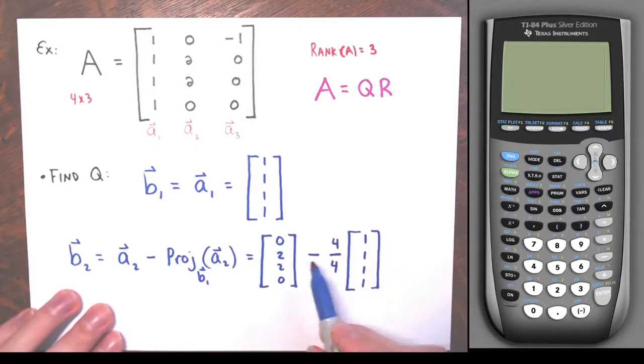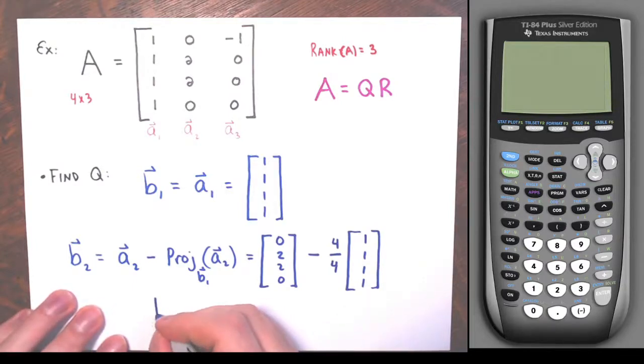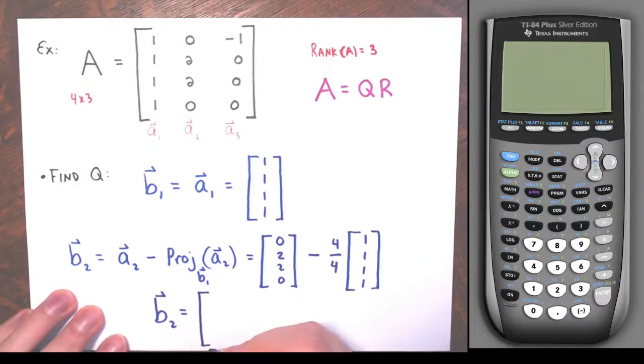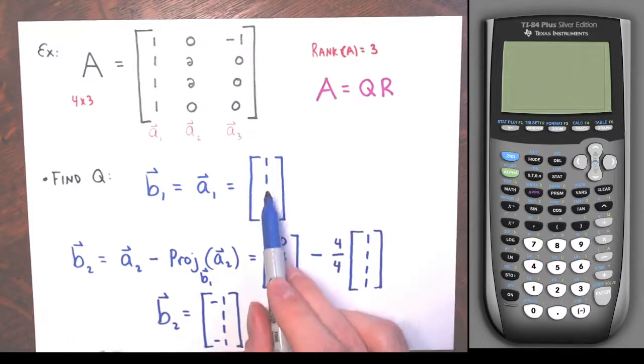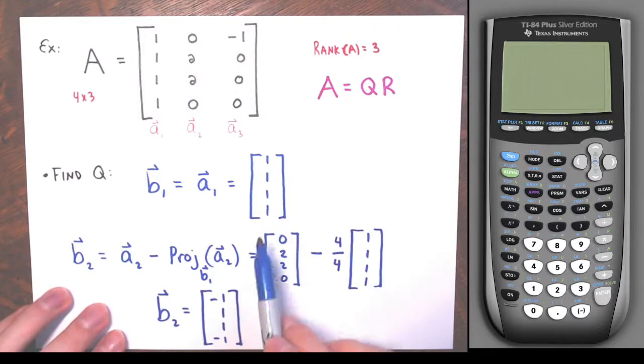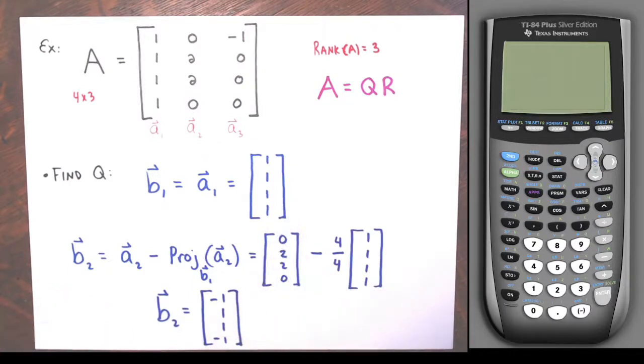So it's just 0, 2, 2, 0 minus 1, 1, 1, 1. So my second vector in the orthogonal set is 0 minus 1, negative 1, 2 minus 1, 2 minus 1, and 0 minus 1. All right, and you can check, look at B2 and B1. They are orthogonal under the dot product. When you take the dot product of these 2 vectors, you get a dot product of 0. They are orthogonal.